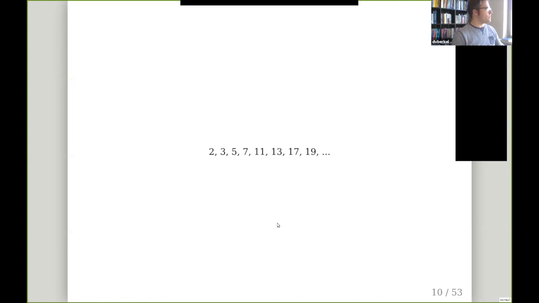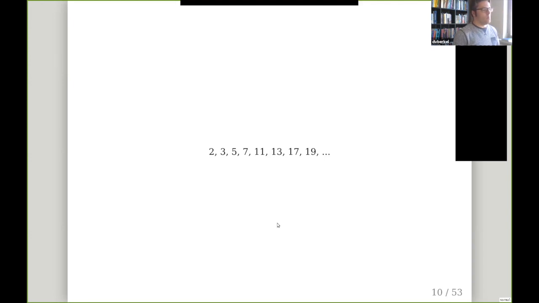So what are prime numbers? Prime numbers are numbers that are only divisible by itself and 1. So all the numbers in this list, and this list is very big, are only divisible by 1 and by the number itself. So for example, the reason that 4 isn't a prime number is that 4 has a divisor 2, which is different from itself.